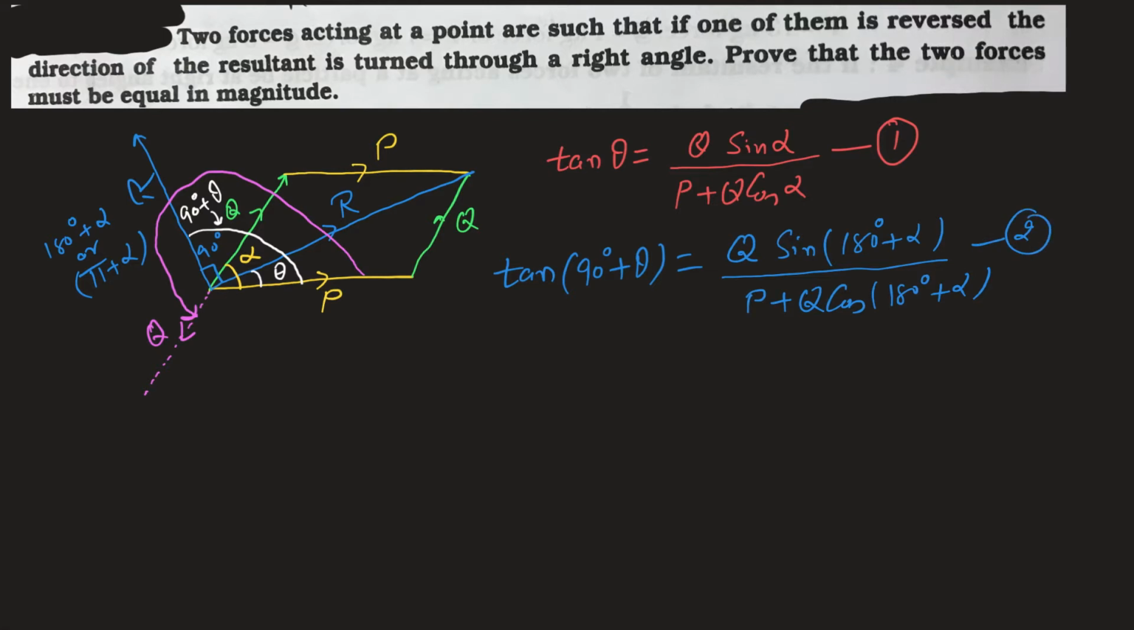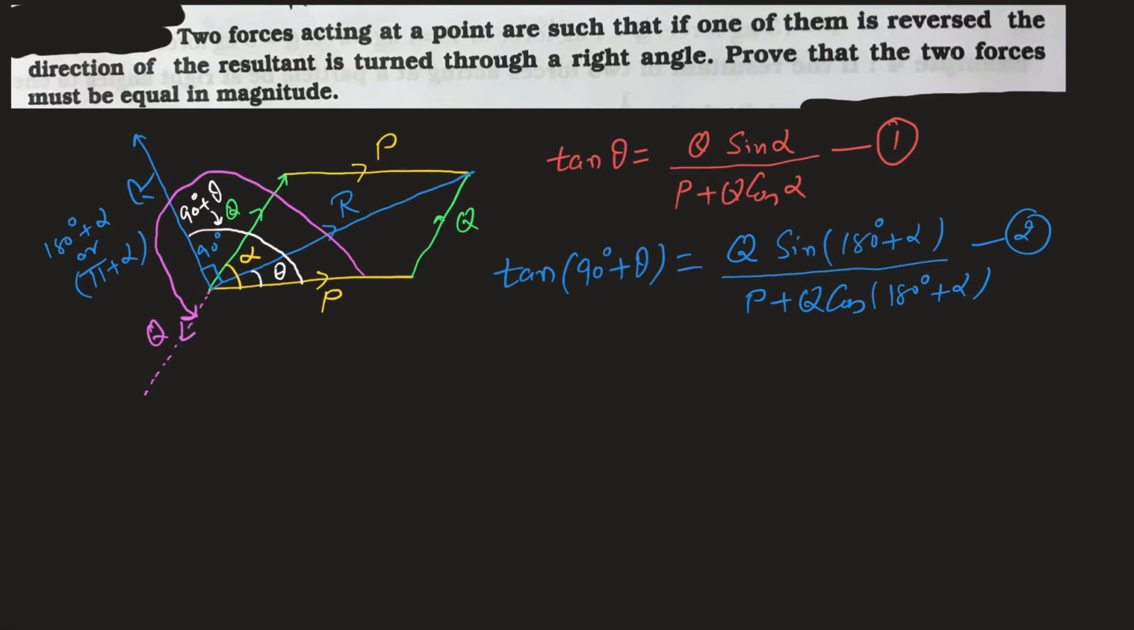Okay, fine. So next I am going to use the positive and negative values of the sine and cosine ratios in the quadrants. So this will be cot theta and it will be of minus sine.